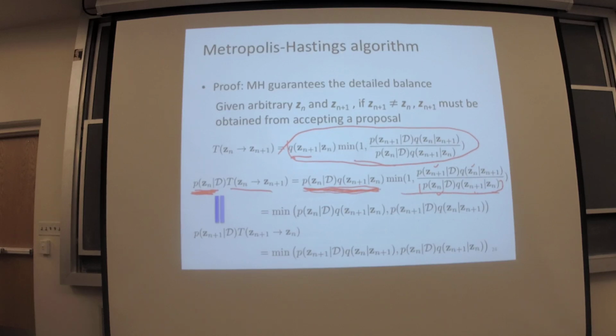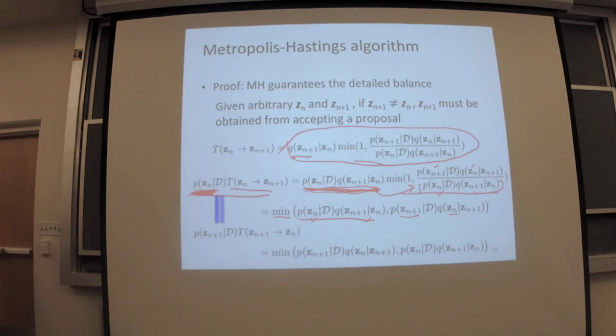And then I can multiply this product into the mean. So now I have a mean of the product starting from Zn to Zn plus 1, and the product of the probability starting from Zn plus 1 to Zn, right? So now it's kind of symmetric. So this is one side of your detailed balance, right?